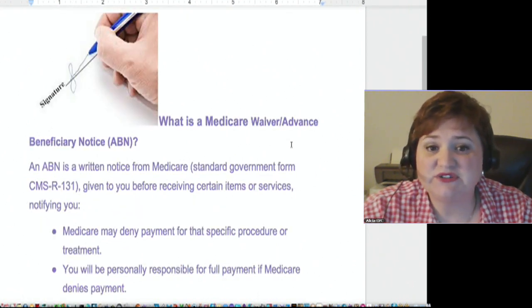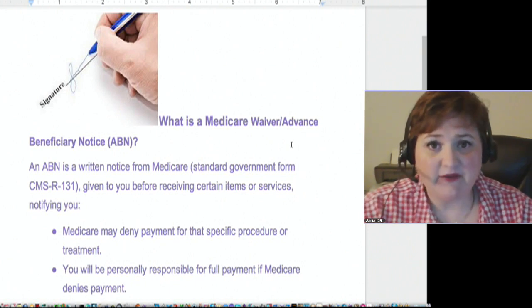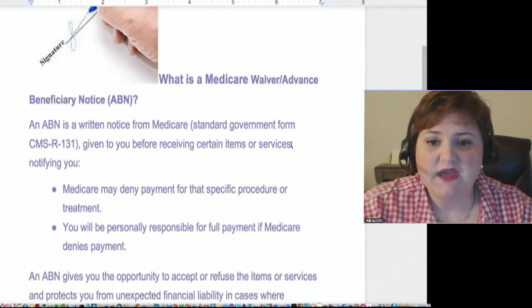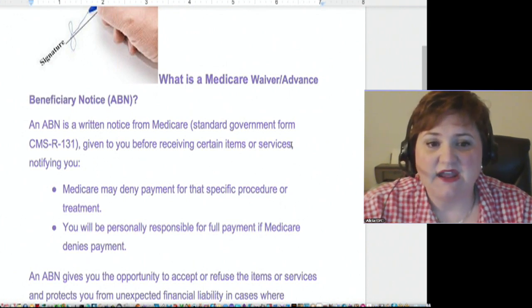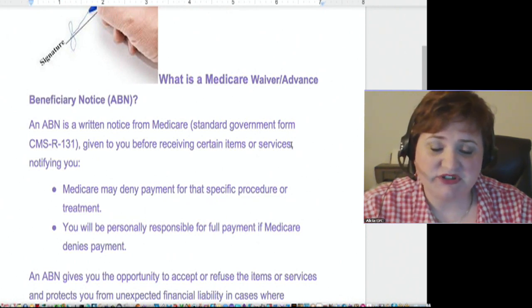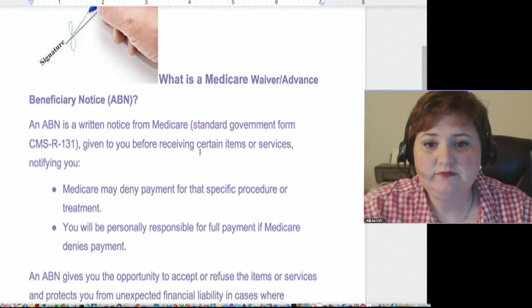It's a written notice from Medicare. It's on a government form. Everybody uses the same form. It's called a CMS R131 form. Because it's a standard form, and it always looks the same, once you've had one person fill it out for you, it's real easy to explain.